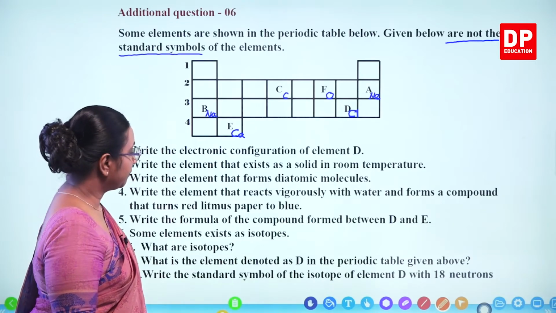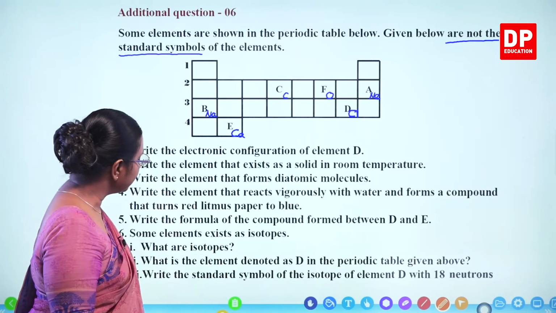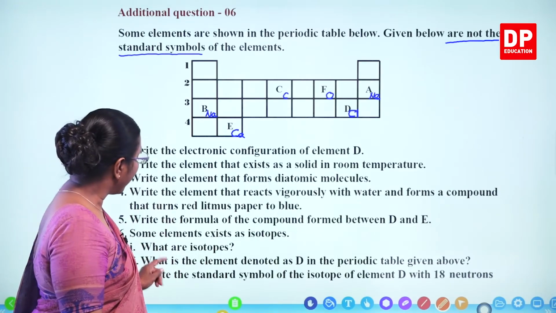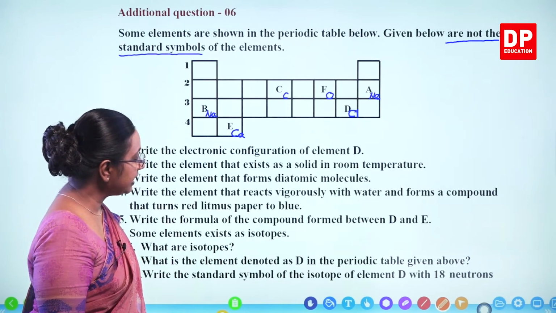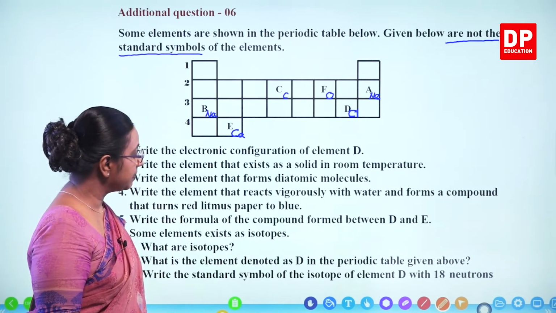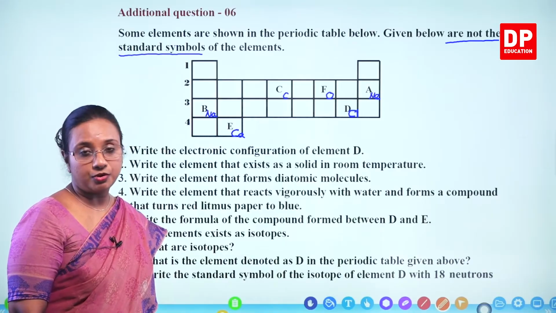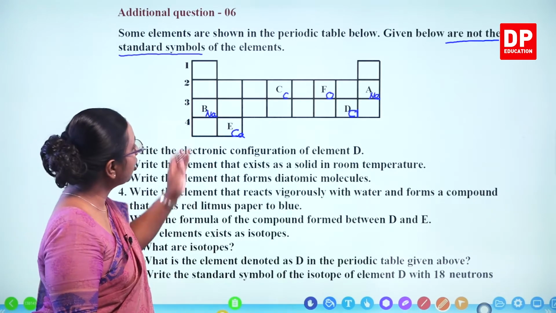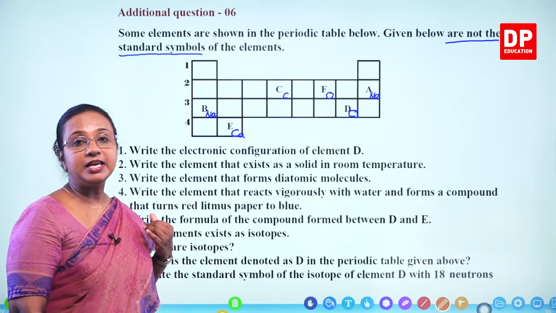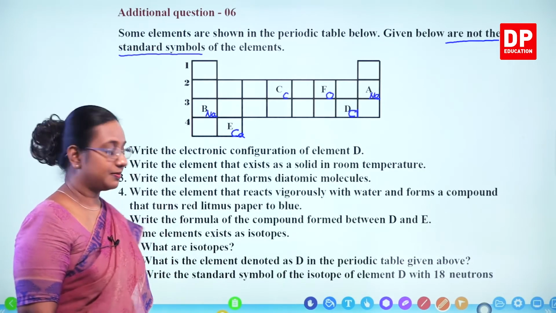Write the formula of the compound formed between D and E. Some elements exist as isotopes. What are isotopes? What is the element denoted as D in the periodic table given above? Write the standard symbol of the isotope of element D with 18 neutrons. Now, we have already identified the elements. You know the questions. You have already tried to answer the questions. We will discuss the answers.